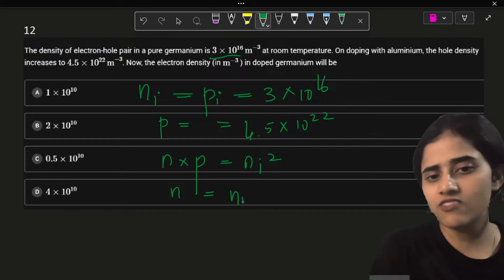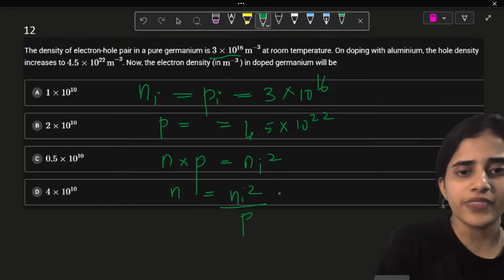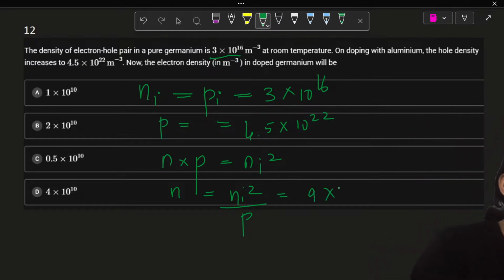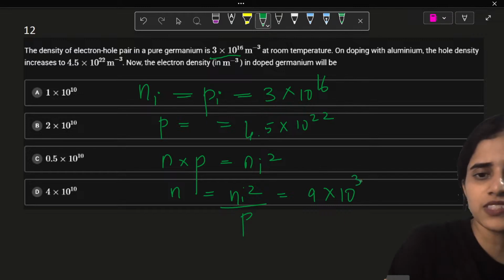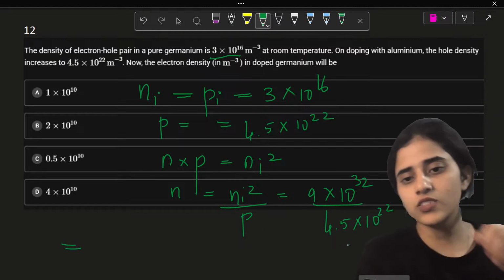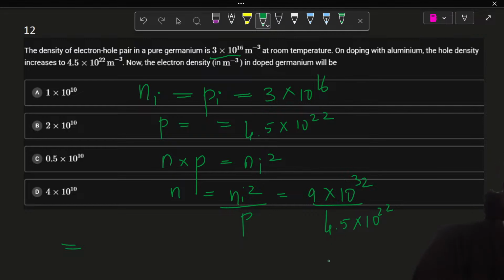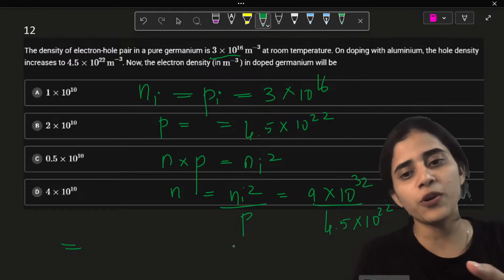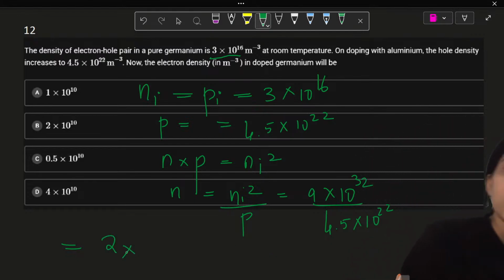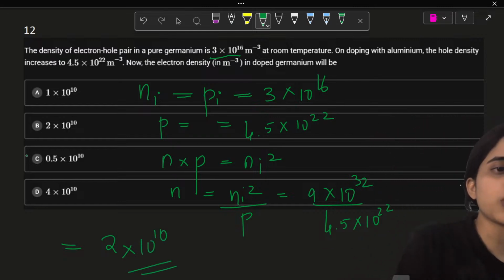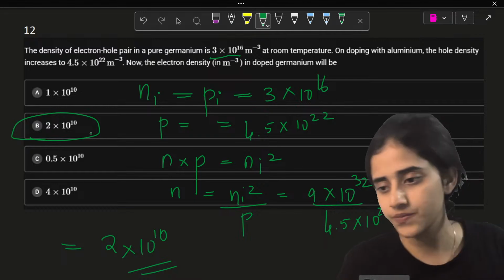Yes, easy peasy, very easy. N is Ni square by P. How much was Ni square? 9 into 10 raised to 16 plus 16, that is 10 raised to 32, divided by 4.5 into 10 raised to 22. I'll tell you an easy method to do this. The half of 9 is 4.5, so 9 by 4.5 is 2. Then 10 raised to 32 minus 22 is 10 raised to 10. Which option is that? Option B.